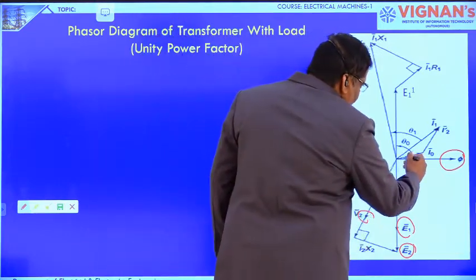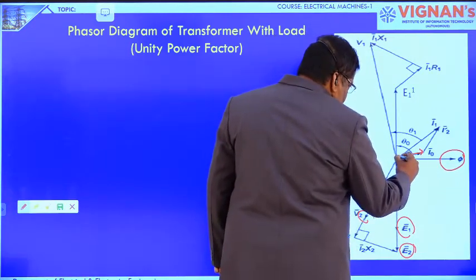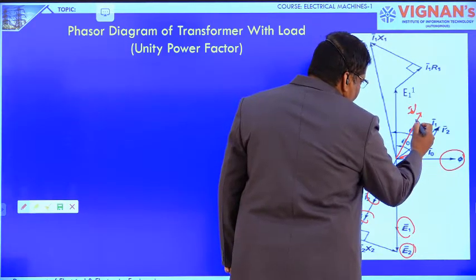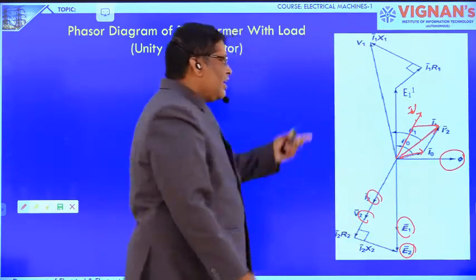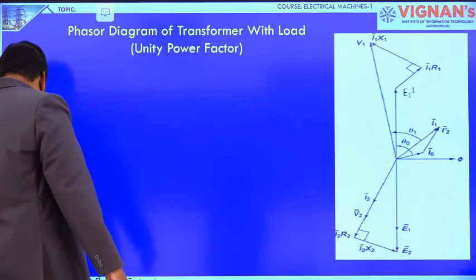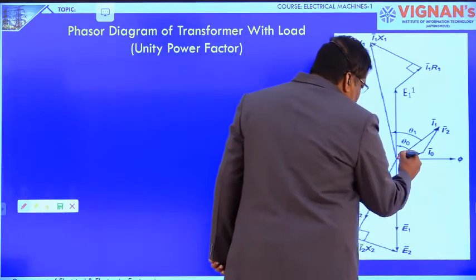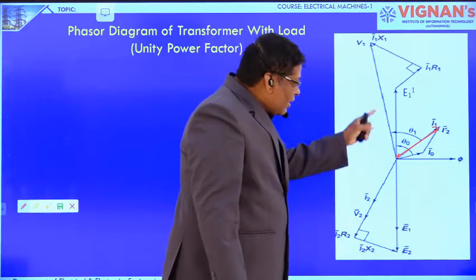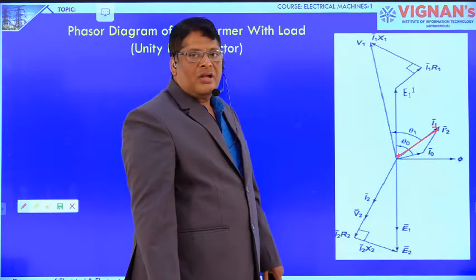And next we have drawn the I0. This is I2 dash. If we find the phasor sum of these two, we get the I1. See here, in this phasor diagram they directly drew the I1. So how we got this I1: we have to draw the I2 dash and find the phasor sum of I2 dash and I0. We get the I1.